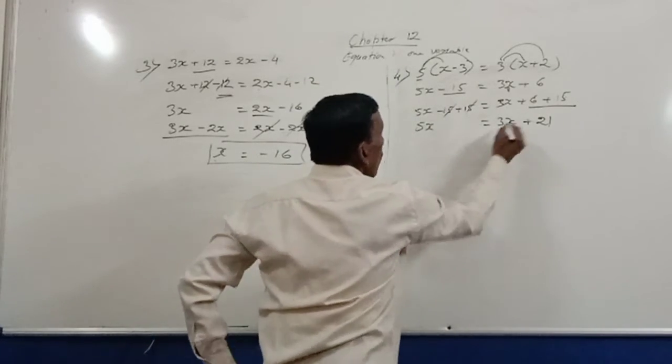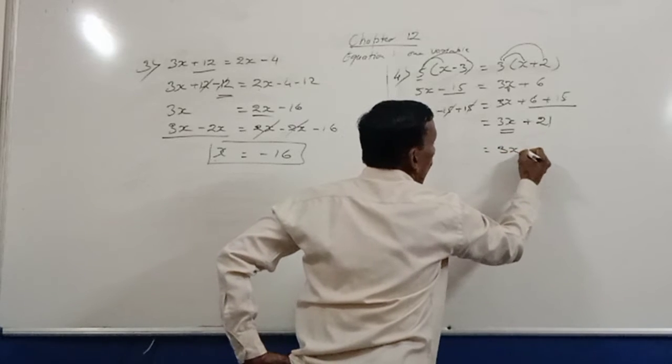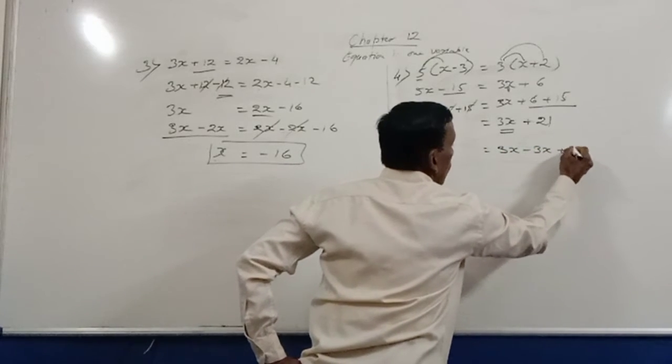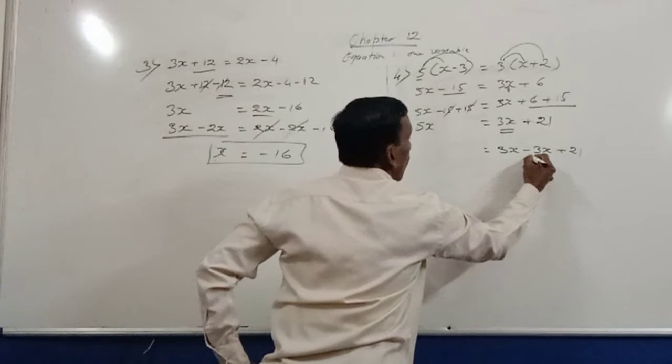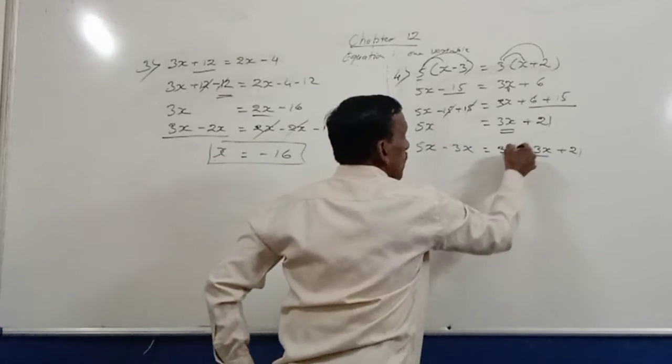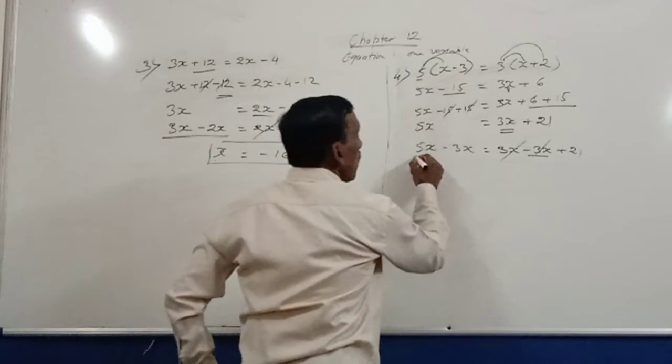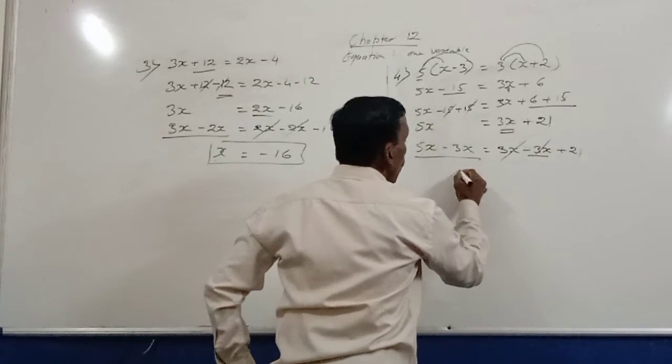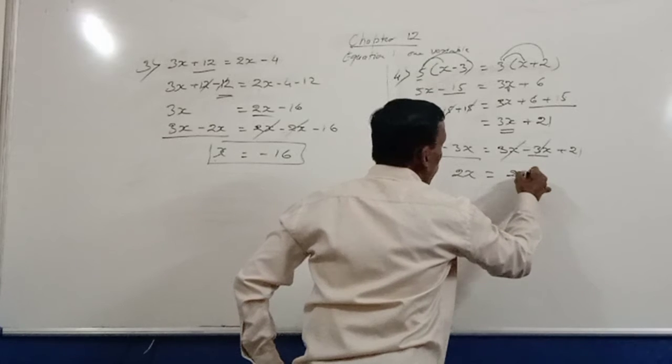Okay. Now I will remove this 3x here. What I have to do here? First I have to do 3x. It is plus here, so I will do a minus. Same as this also, minus. Here also we have to do minus 3x. Now this and this are being cut. So what is the remaining? 5x minus 3x becomes here 2x. 2x is equal to 21.